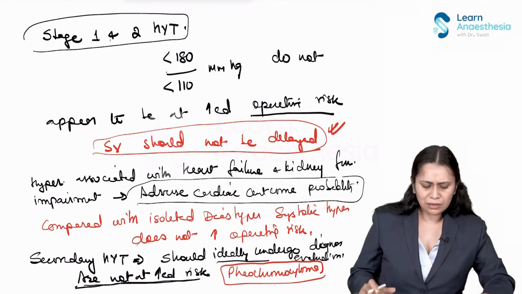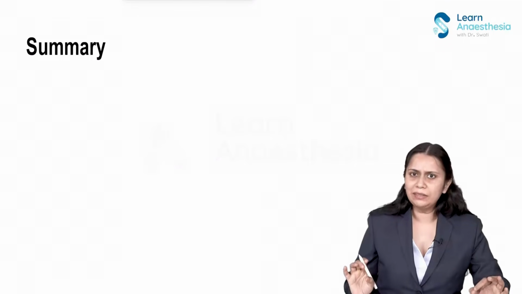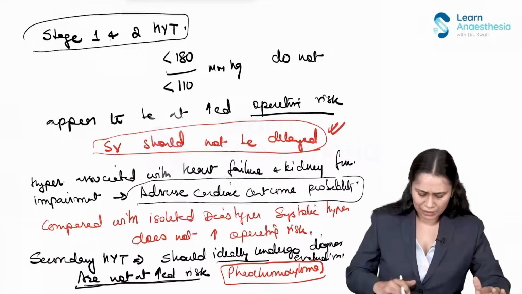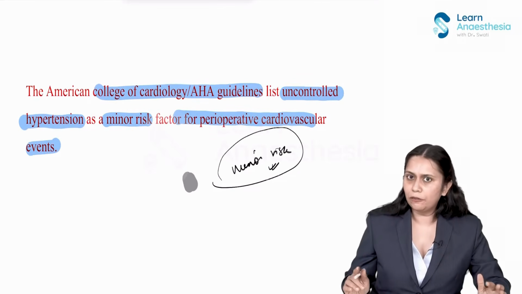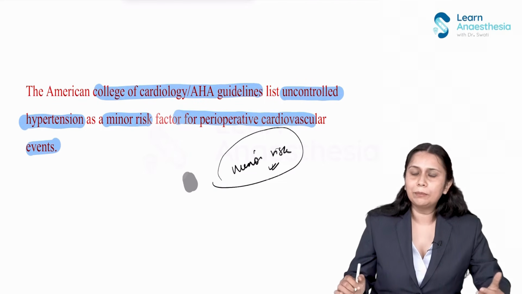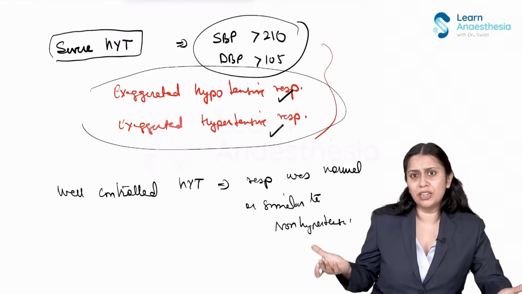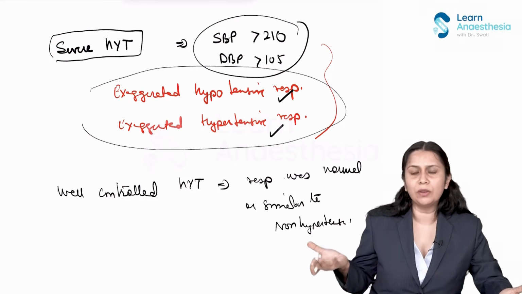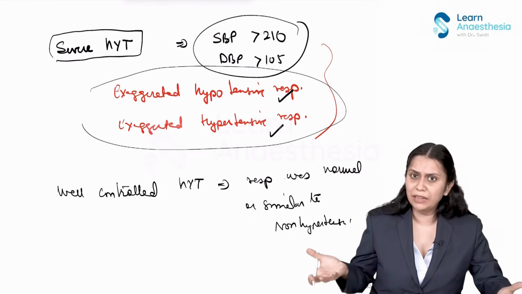Okay, so let me summarize whatever I have said. What does the consensus say? A lot of things I talked about, that surgery should not be cancelled. The American College of Cardiology and American Heart Association say that uncontrolled hypertension is a minor risk, so we should not postpone the surgery. Stage 1 and stage 2 well-controlled hypertensive patients do not have any exaggerated response compared to normal patients. Only the uncontrolled hypertensive have an exaggerated response that we have to take care of.